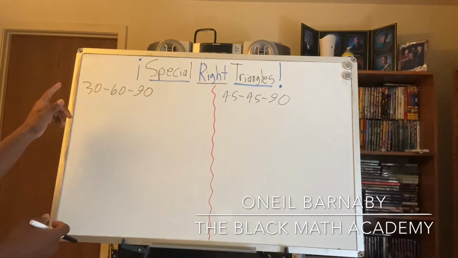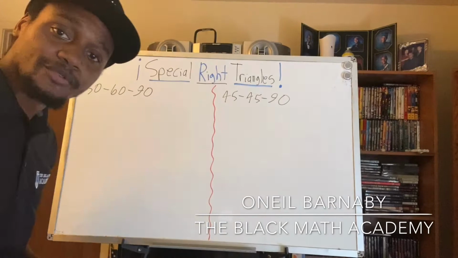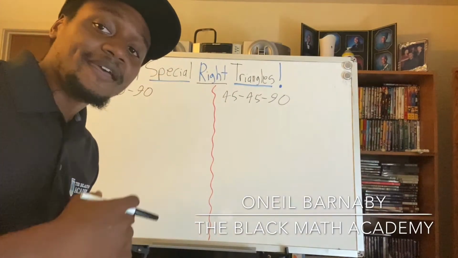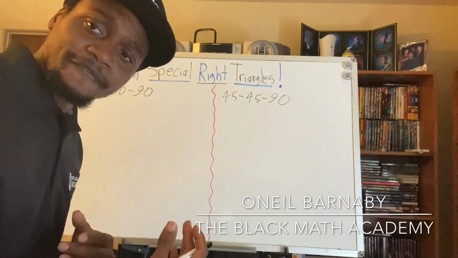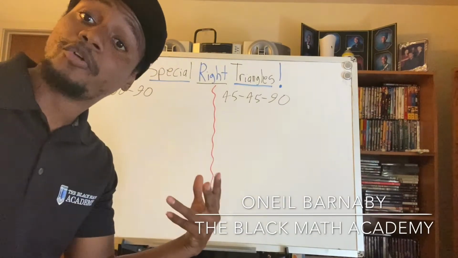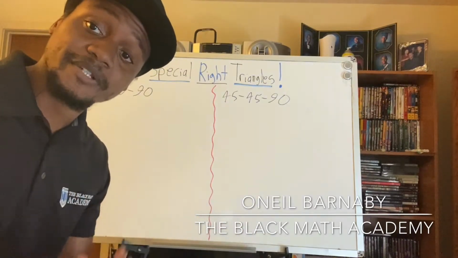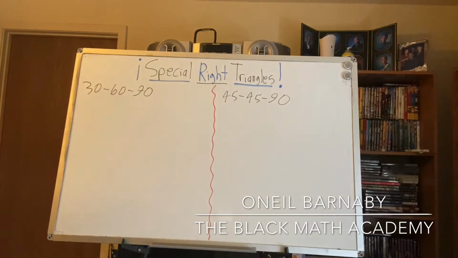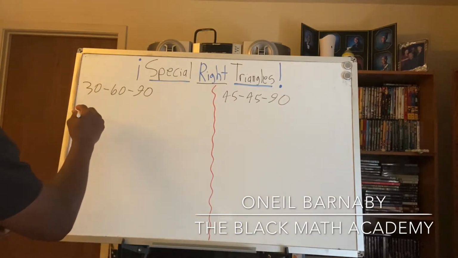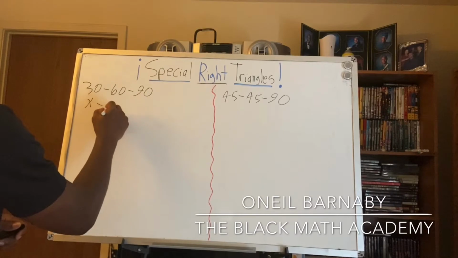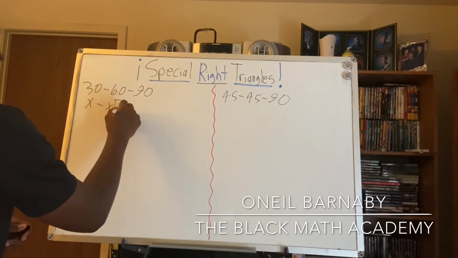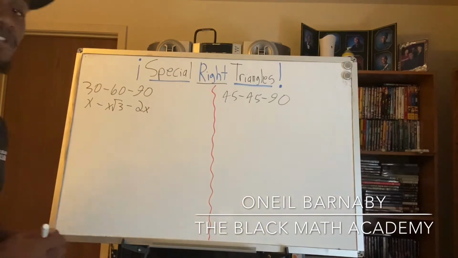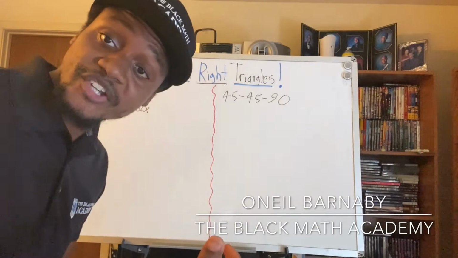All right, so with these two types of special right triangles, there's a relationship between the angles themselves, meaning that if you happen to know the value of one, you actually know the value of all three because they all have something in common. So let me show you. So for the 30, 60, 90 triangle, the relationship between them are x, x root 3, and 2x. Okay, so these refer to the sides of that triangle.